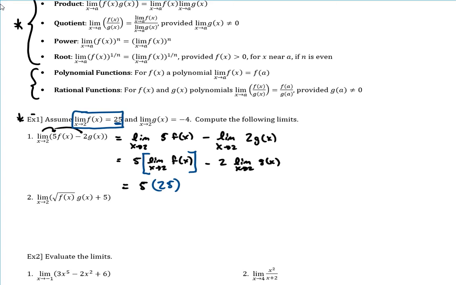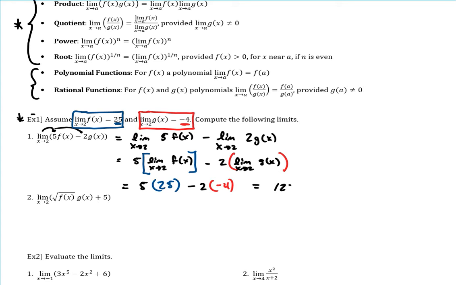So I still have the 5 out front that's going to multiply it. And then I still have minus 2. And then they said this whole thing right here, in the red, the whole limit is just negative 4. So that's this portion: minus 2 times, they're saying this limit is just negative 4. And now it's just order of operations. We could plug this all in and simplify.